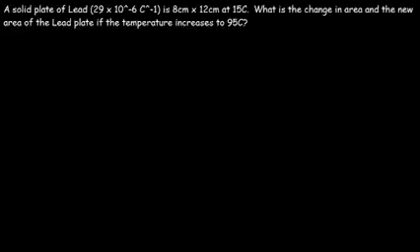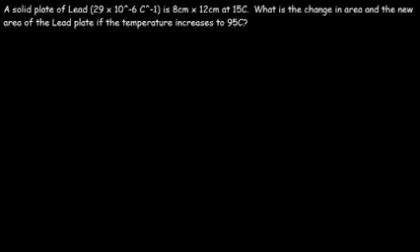Let's work on this one. A solid plate of lead is 8 centimeters by 12 centimeters at 15 degrees Celsius. And we have the coefficient of linear expansion. It's 29 times 10 to the minus 6, 1 over Celsius. Now, what is the change in area and also the new area of the lead plate if the temperature increases to 95 degrees Celsius?